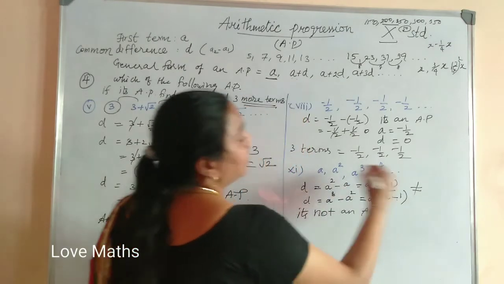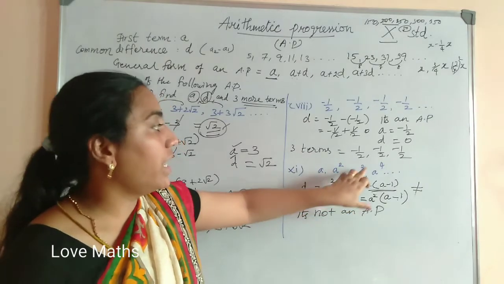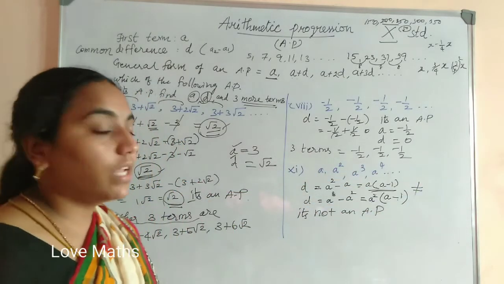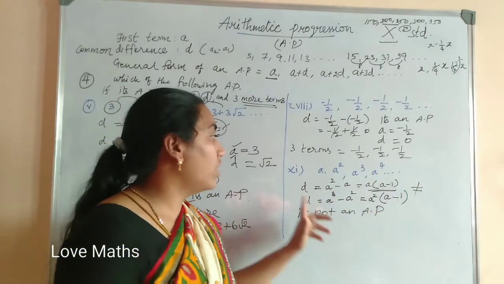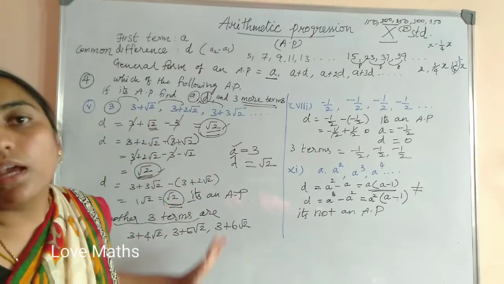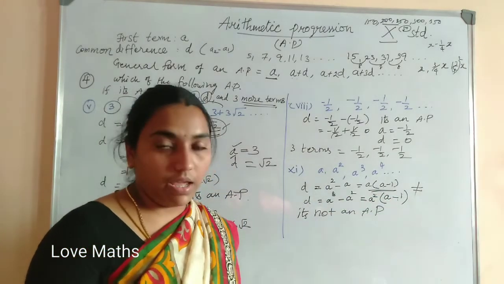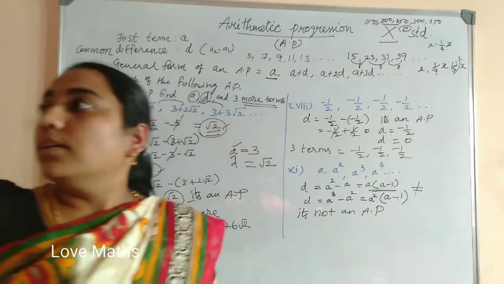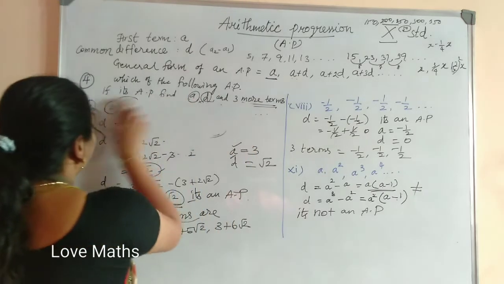That's all, because it is multiplied: a into a square into a cube into a power 4. So it is multiplication, and here subtraction does not work out. Is it clear? First you want to check D. If the D values are common, then you do the rest. Here D is not common, so it is not an AP, and it is not necessary to do the other steps. Okay. That's all. Next we are doing a few more sums.